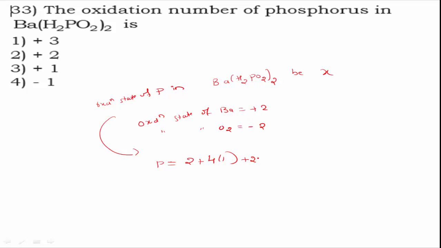plus 2 phosphorus, which should be calculated, therefore it is taken as 2x, plus oxygen 2 into 2, 4 into -2, equal to 0. Then it becomes 2x - 2 = 0, or x = +1. Therefore, the oxidation number of phosphorus in Ba(H2PO2)2 is +1. Option 3 is the right answer.